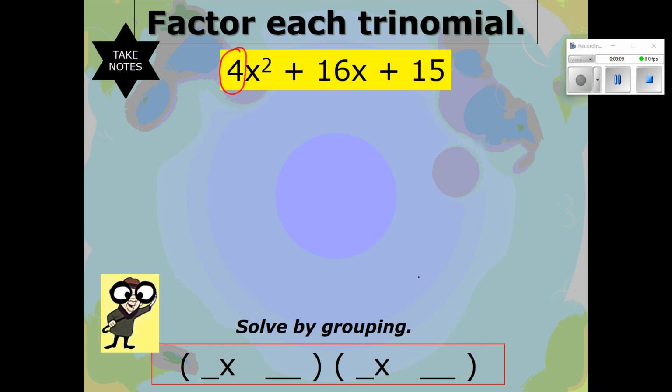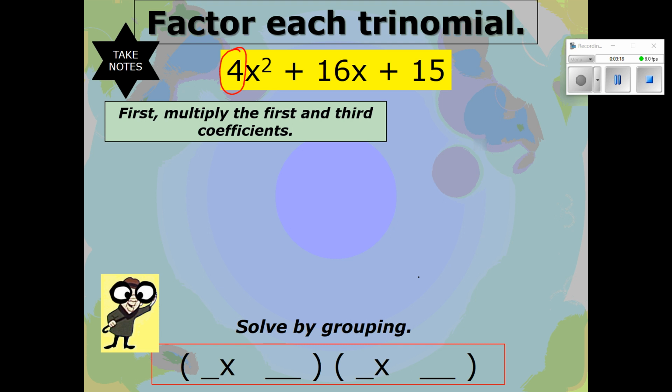So here are the steps that we're going to go through. None of these steps are new to you, but they are just putting some steps from several different things together. First thing we're going to do is multiply the first and third coefficients. That means the number from the A term, the leading one up here, and the last term. This is the C term.